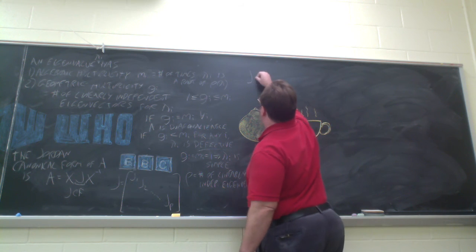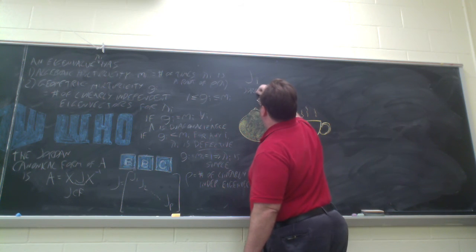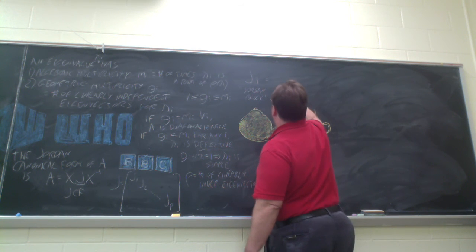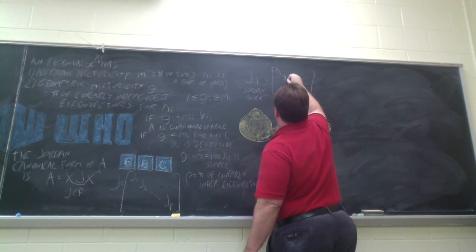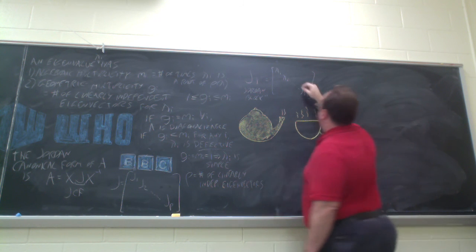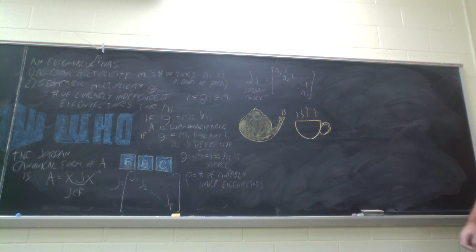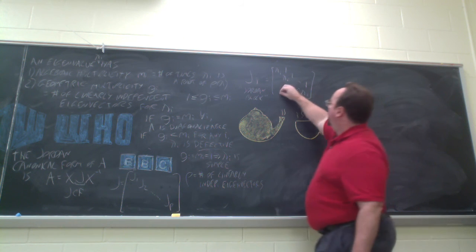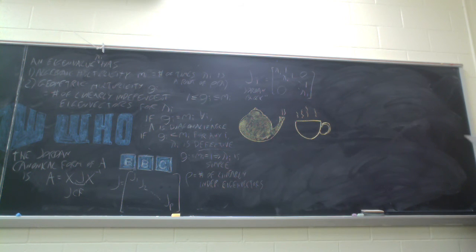Each of these blocks, which is called a Jordan block, has this form. You have an eigenvalue along the diagonal, and then you have ones right above it on the super diagonal, and then 0 everywhere else. So it's an upper bidiagonal matrix.